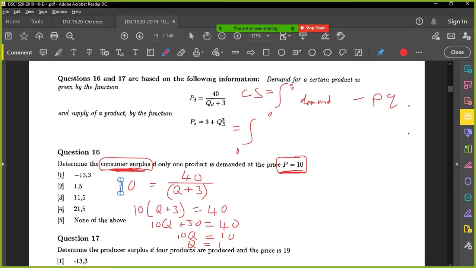Okay, and then what do you do? To then work out, you have to use that integration formula. Yes, you've got to use the formula. So Q is 1, and then you're looking at integration for this thing, 40 over Q plus 3. Okay, so how are we going to integrate this?